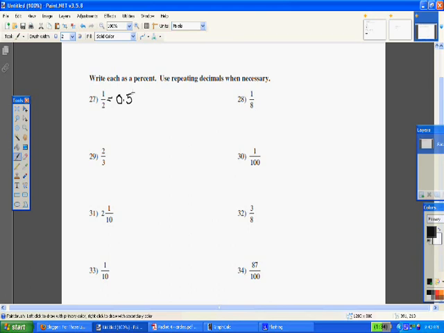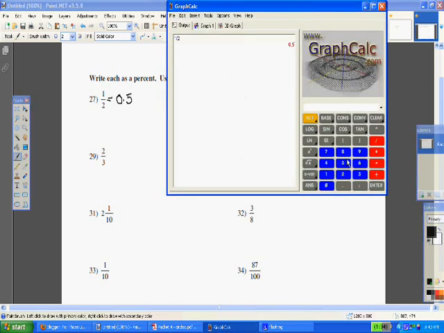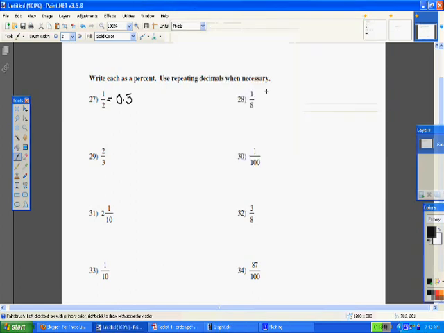Okay. Let's do one more example. We have 1 over 8. So we're going to enter in 1 divided by 8, and we get 0.125. So my answer is 0.125. Go ahead and pause the video and finish the rest of these problems.